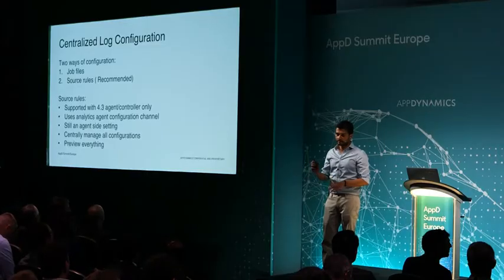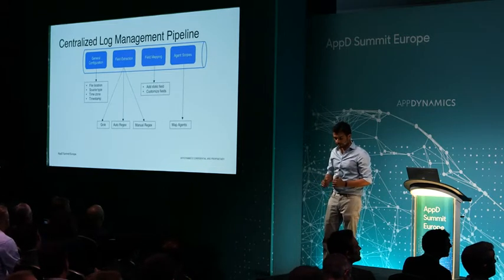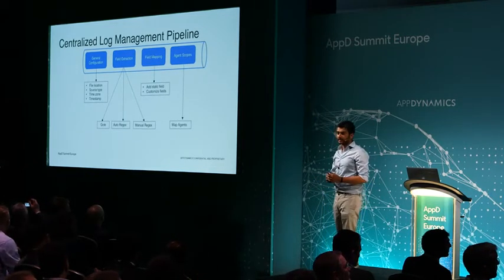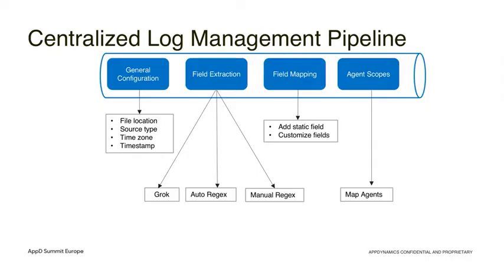So once you've created a source rule for your log line, you can then assign that source rule to multiple agents from different applications, all from the controller UI, without touching the agent or the application machines ever. And we'll walk through a demo of that. And this is kind of the pipeline that takes a look at that. So you set up your general configuration, which is timestamp format, path to the log file.